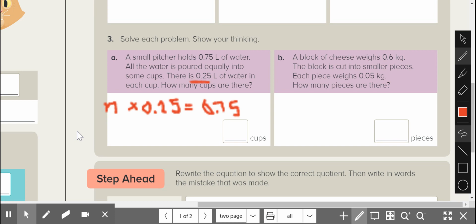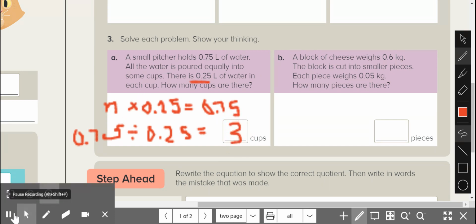The other way we could look at this is we could take 0.75, or 75 hundredths, and we could divide by 0.25, or 25 hundredths. And perhaps now you have an idea of how many cups we'll need. If each cup has 25 hundredths liters, and we have a total of 75 hundredths liters to pour, then we would have 3 cups.